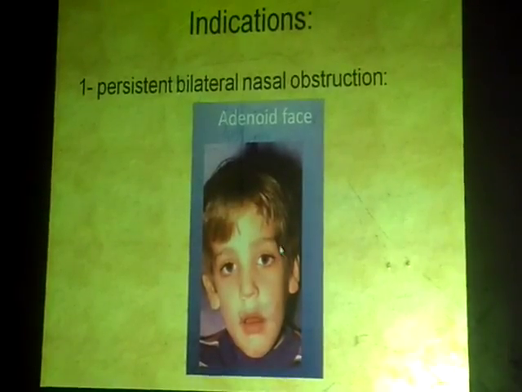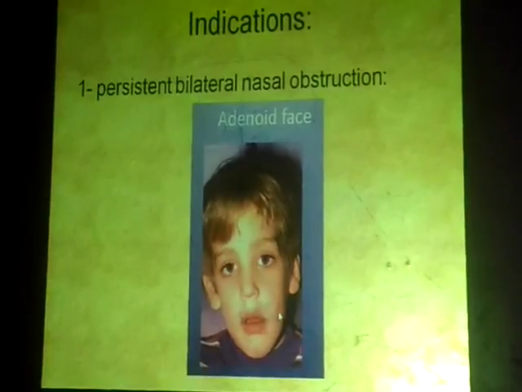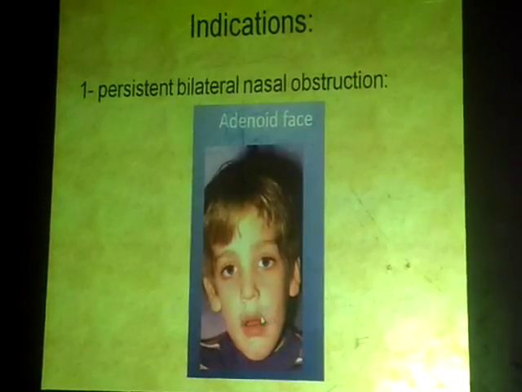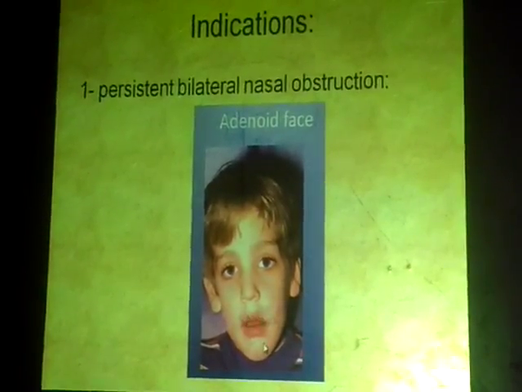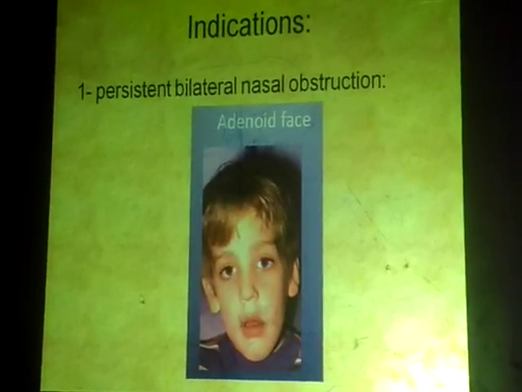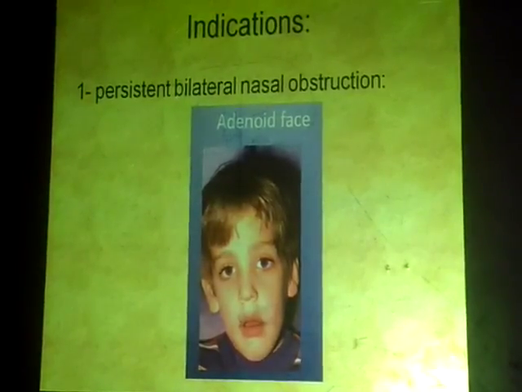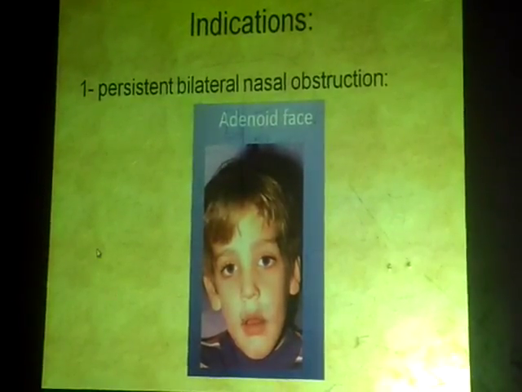And as you can see, this is what a child with a bilateral nasal obstruction due to the adenoids will look like. He will have an elongated and tall face, and he will have a small upper lip, a large lower lip, open mouth, narrow nostrils. This is what we call the adenoid faces, and they used to call it the apathetic look or sometimes the idiot face.